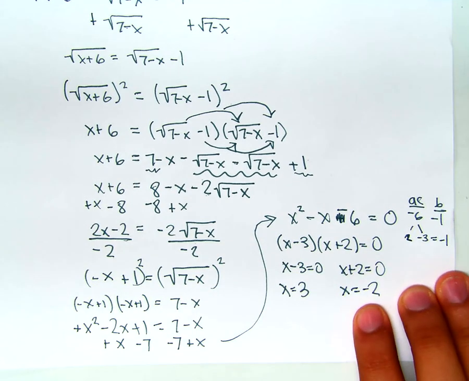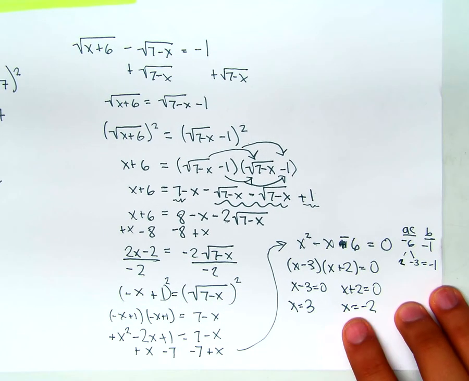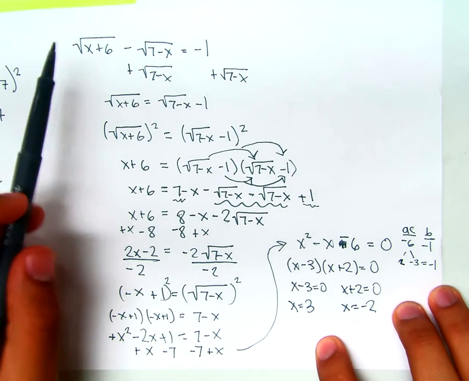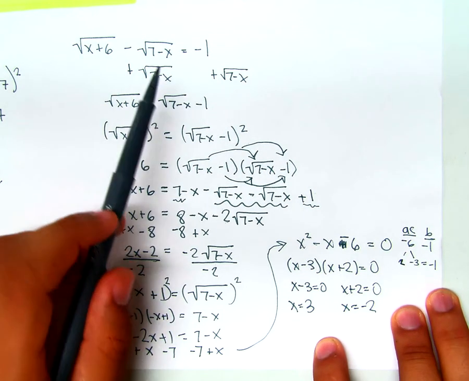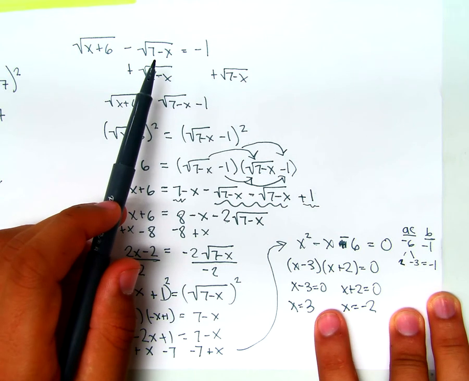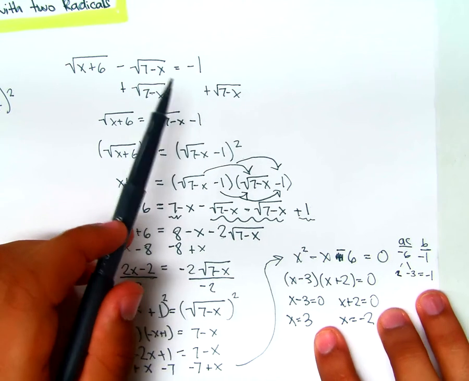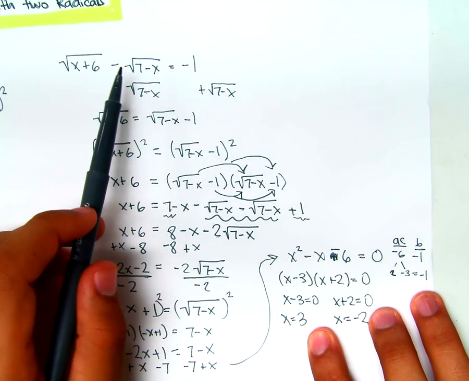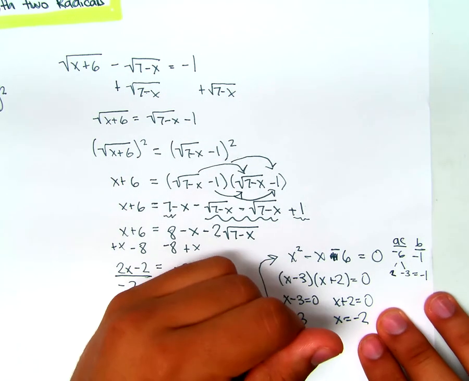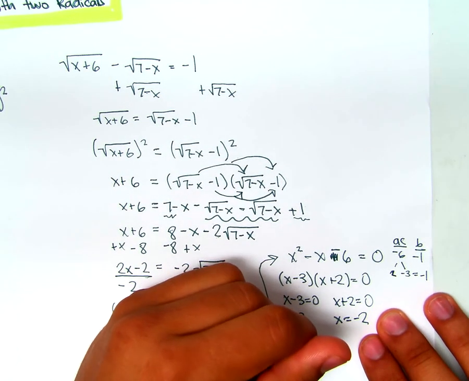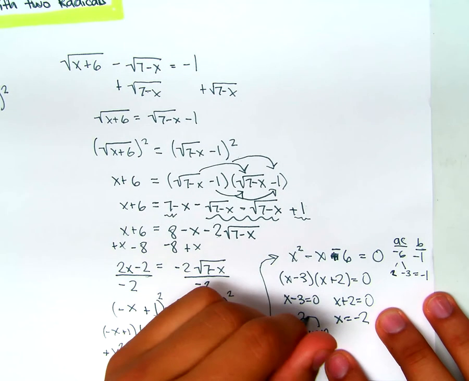Okay? Now, just as before, we have to check our answers. Okay? So if we plug in 3 to the top, 3 plus 6 is 9. Square root of 9 is 3. Okay? 7 minus 3 is 4. Square root of 4 is 2. So 3 minus 2 is 1. So that does not equal negative 1. Okay? So this one is no bueno. No, I don't know how to spell it. No bueno. Okay? No bueno.